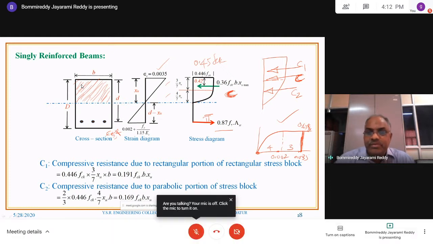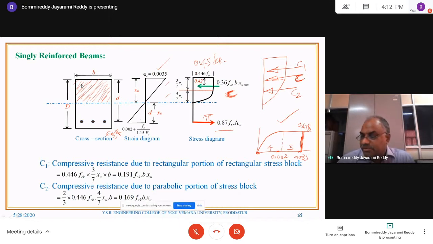And the questions sometimes are very small. Very small means simply: what is the maximum strain in compression? What is the depth of the rectangular portion of the stress block? What is the depth of the parabolic part of the stress block? Like that, very small questions may be asked in the examination. Now look, already I told you C1 and C2. C1 is the compressive resistance due to the rectangular portion of the stress block.